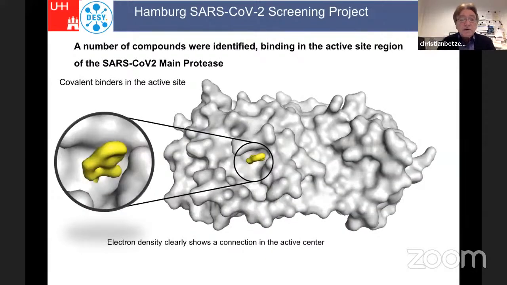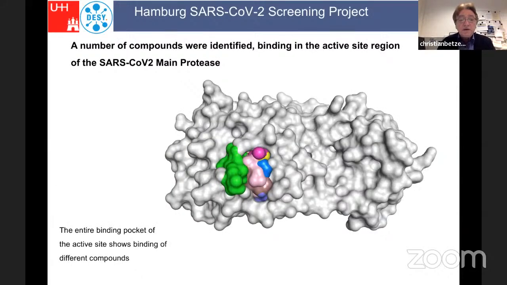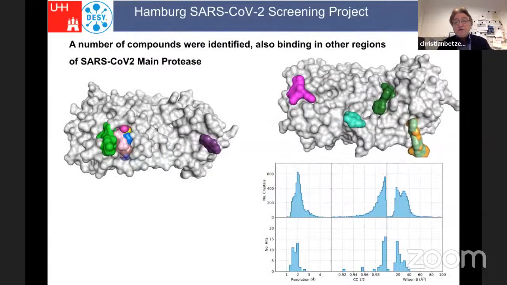And we found a number of covalent binders from the repurposing data bank I'm showing here, also overlapping in the active site of the main protease and in different conformations. Also, we identified an allosteric site, very interesting. Here's the active site. One binder is found here, also in this view.